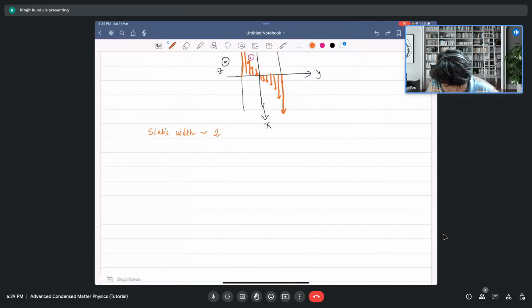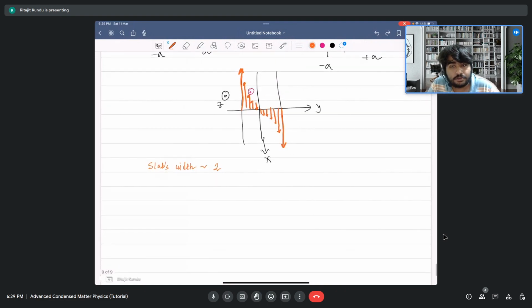Okay, so I was telling you that there are two length scales. One is the slab's width, which is given by 2a, right? And the other length scale we have is the London penetration depth, or London penetration length, which is given by lambda L.